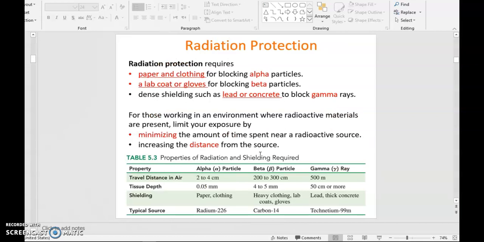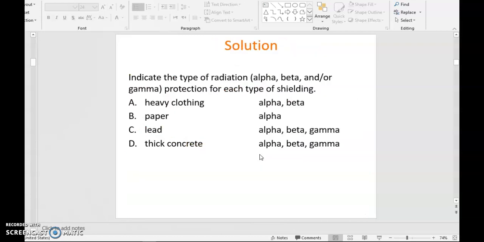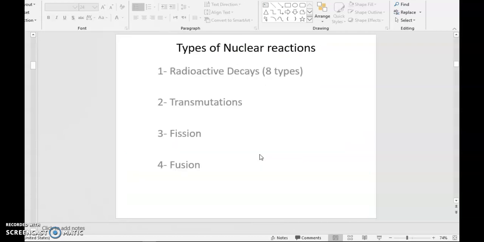So there are types of nuclear reactions. We do have 4 major types, but the first one has about 8 types, so we will learn all of them. We have radioactive decays and transmutations, we have fission, and we have fusion. So we'll go one by one.